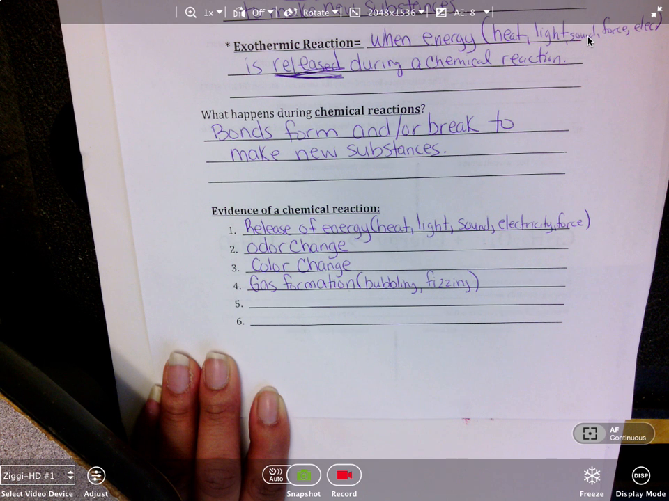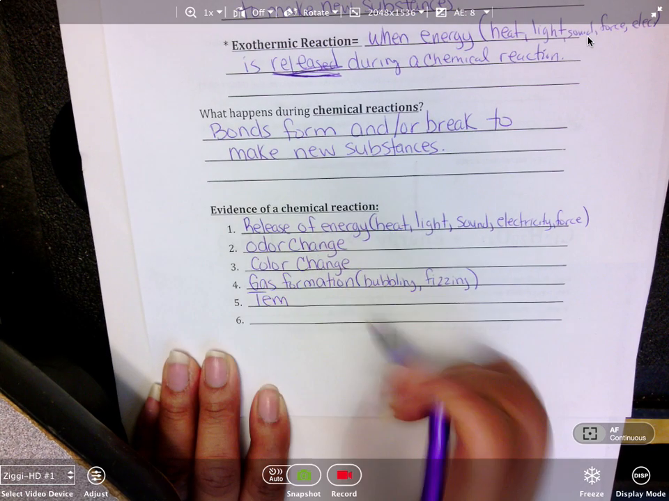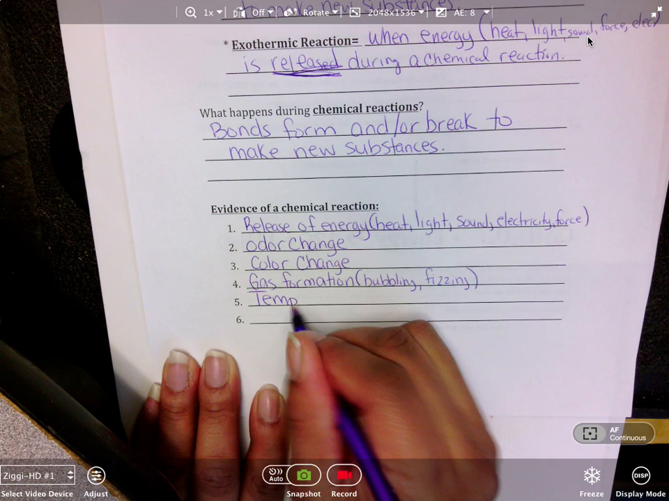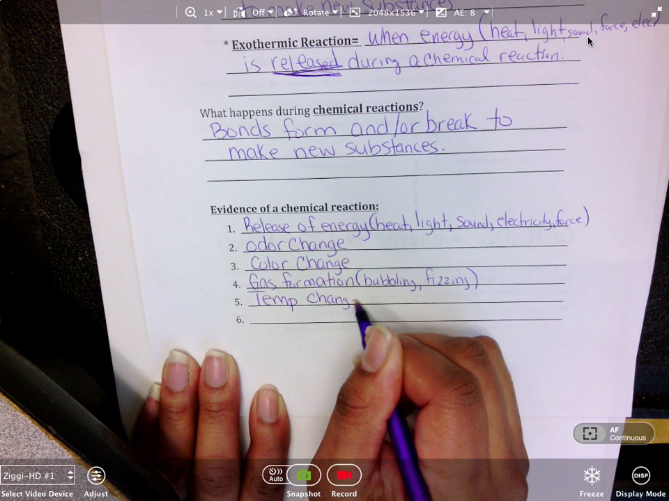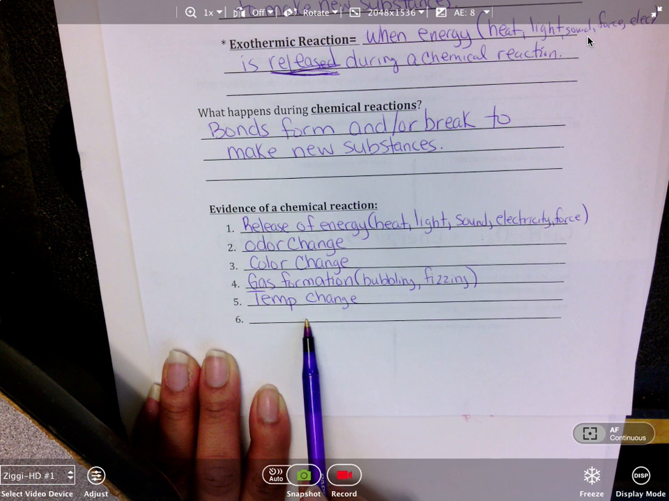There is also if the temperature changes. Now, I know that we put release of energy at the top, but I'm putting temperature change here because how many of you ever gotten maybe like a bruise from a sport or a knot or something on your head and you got an ice pack? I'm not talking about a bag full of ice. I'm talking about an ice pack that they had to break and shake up so that it turns cold. That is a temperature change. It wasn't cold when you got it, but you had to break it and shake it up so that the chemicals mix together so that it would become cold.